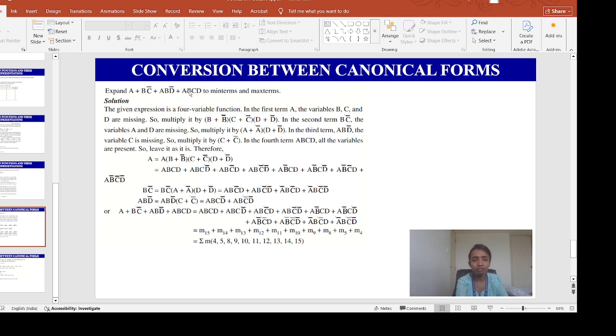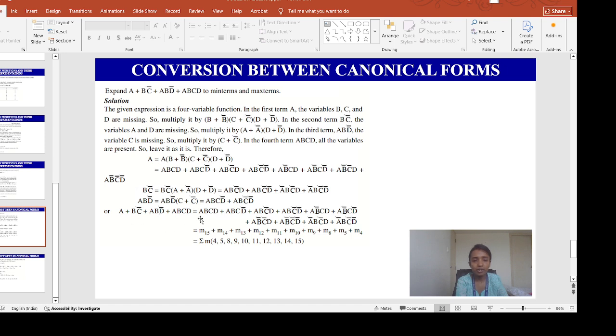So we will leave it. If you multiply it for the first one, just multiply it, so we will get this function. For the second one, BC bar, we have to multiply with A plus A bar into D plus D bar. Just see after multiplication, ABD bar, we have to multiply it with C plus C bar. Then you just add all these.